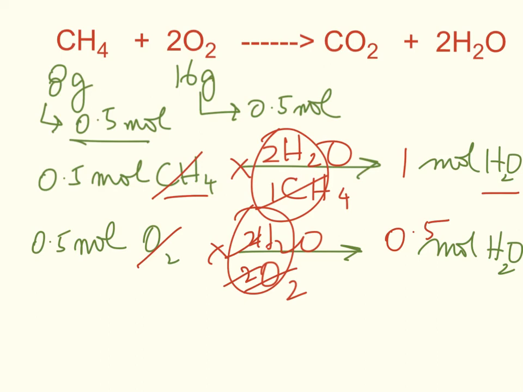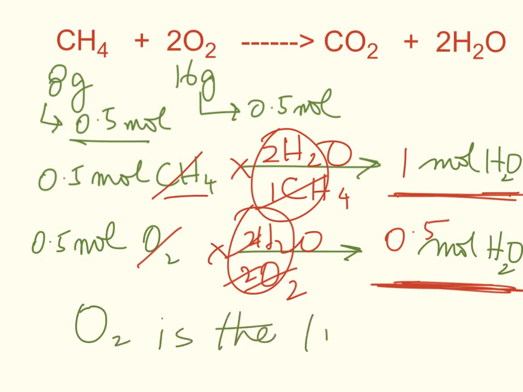Okay, so here's now the trick. You look at 0.5 moles of water and 1 mole of water. The reactant, again, the reactant is either this or that. The reactant which gives you the least product, in this case oxygen, gives you 0.5. See, methane, CH4 gives you 1. Oxygen gives you 0.5. So the reactant that gives you the least product, that is the limiting reactant. And so we come here and say oxygen is the limiting reactant.